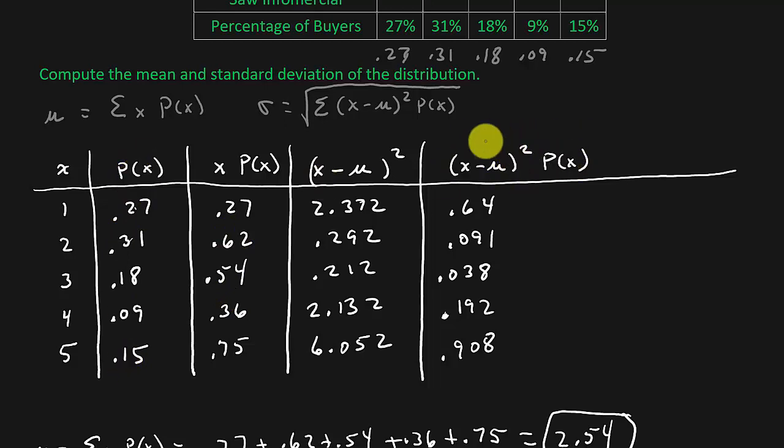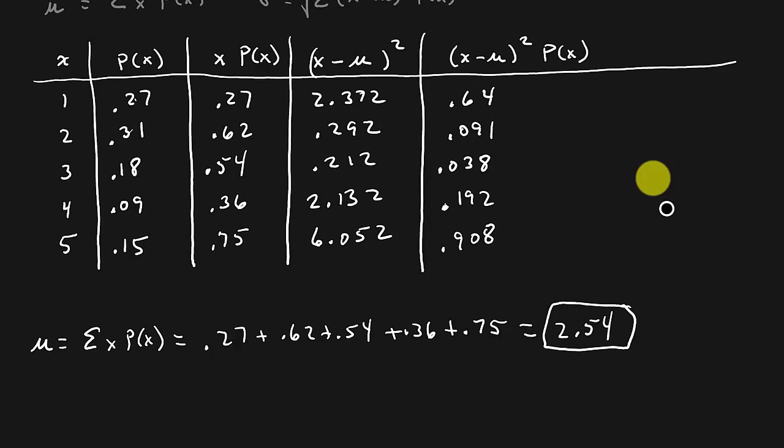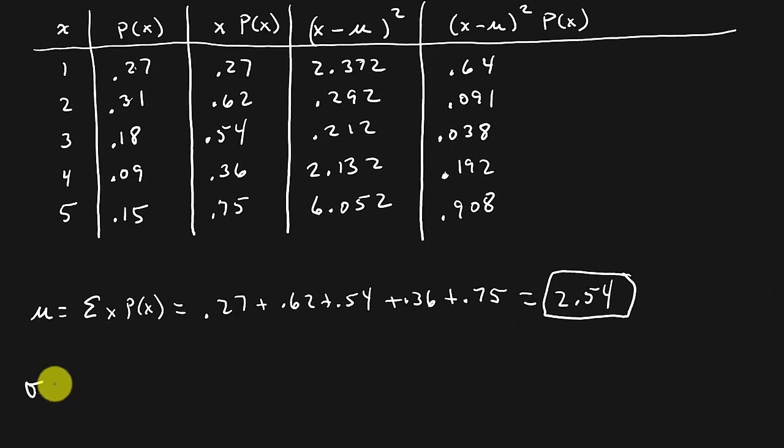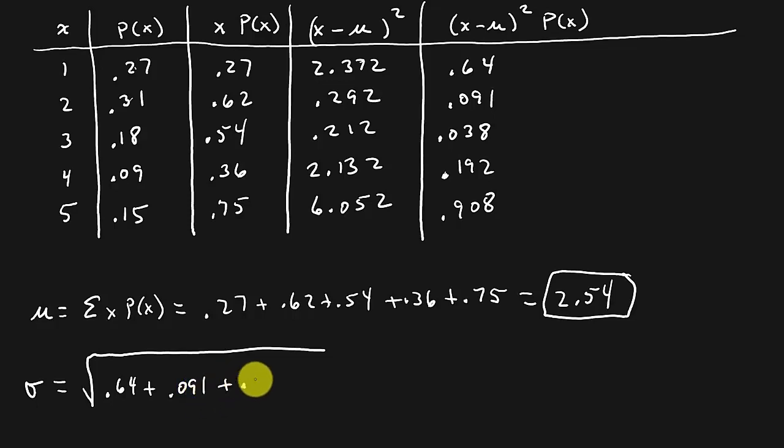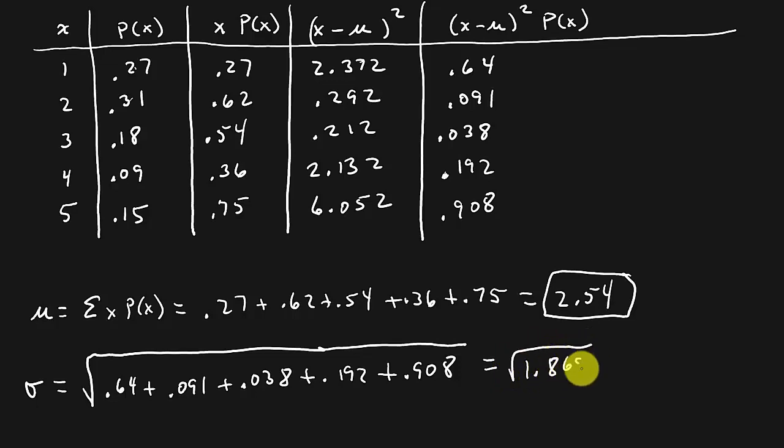So sigma would equal the square root, and then we would just sum all those up: 0.091 plus 0.038 plus 0.192 plus 0.908. And I believe all my values are correct. I'll have to punch that into my calculator. So that's going to be the square root of 1.869. And so the standard deviation would be the square root of that, which is 1.367. So there's your standard deviation.